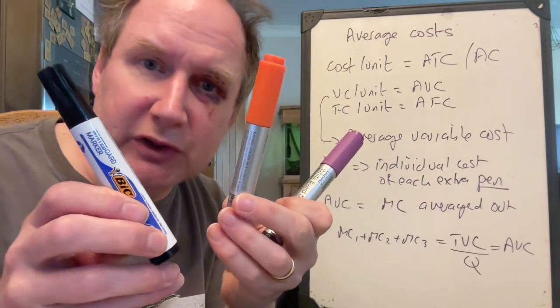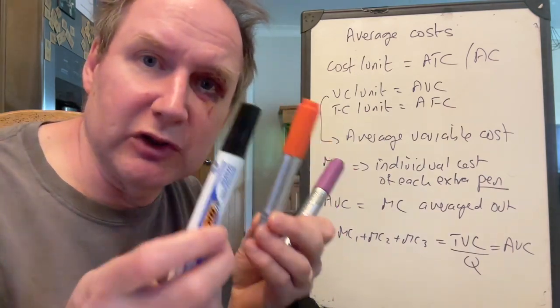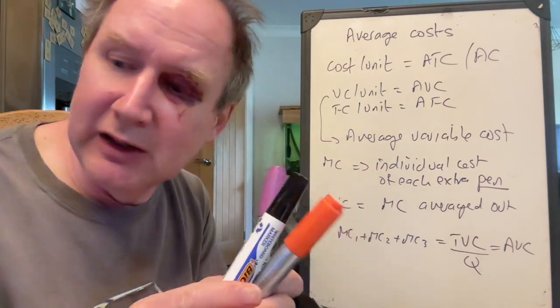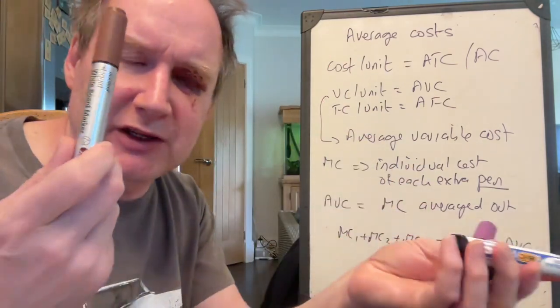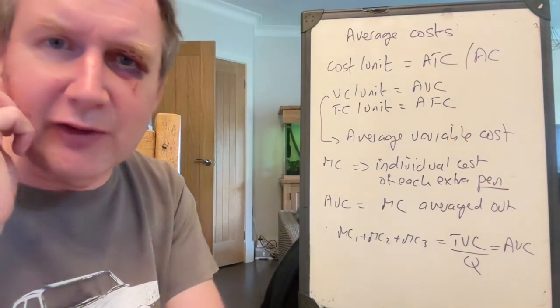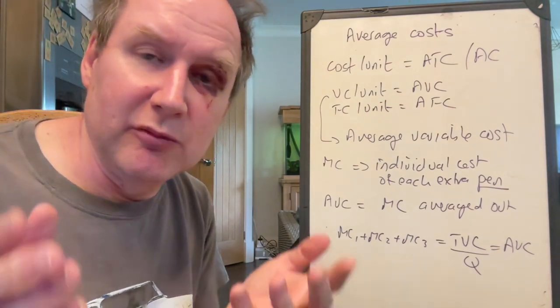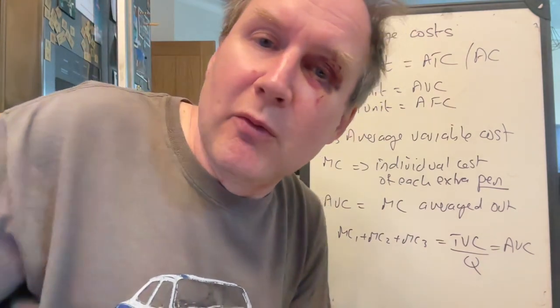Average variable cost is those marginal costs averaged out to give us the cost of a representative pen. Because it's all very well saying, well, this one costs £1 and this one costs 20p and this one costs £1.50 and so on. But obviously a firm's going to need to know, on average, how much its units cost, because otherwise it's not going to be able to set its price. So, what does that look like?